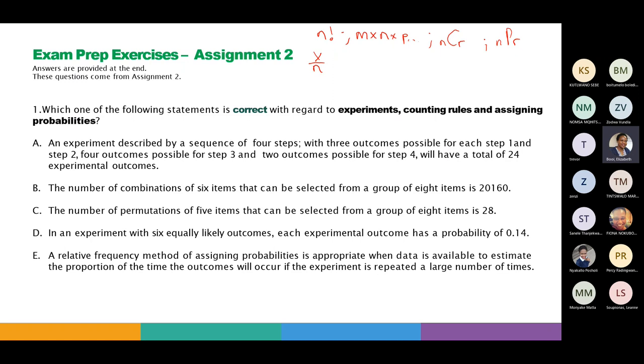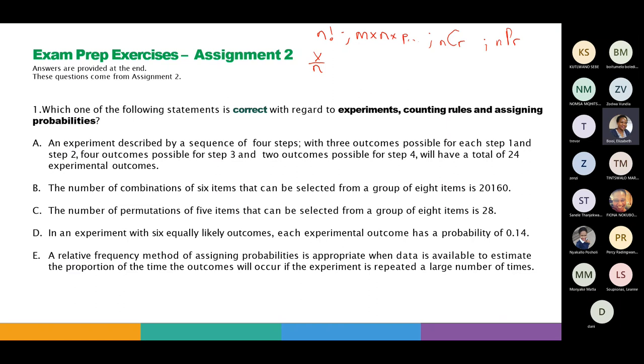Or you can use your calculator to calculate 7 factorial. On your Sharp calculator, it will have an N with an exclamation mark. When you are using a Casio, it will have an X with an exclamation mark. That is the function that we will use.